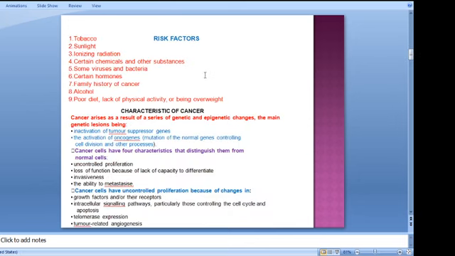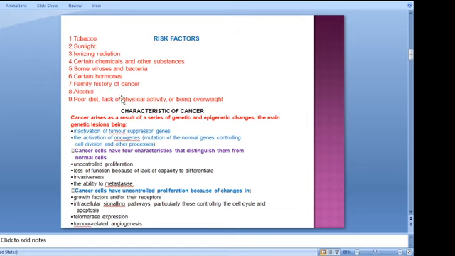So these are the risk factors: why cancers occur or how they affect us. These may be the main factors: tobacco, sunlight, ionizing radiation, certain chemicals and other substances, some viruses or bacteria, certain hormones, family history of cancer, alcohol, poor diet, lack of physical activity, or being overweight. So these are all the risk factors.